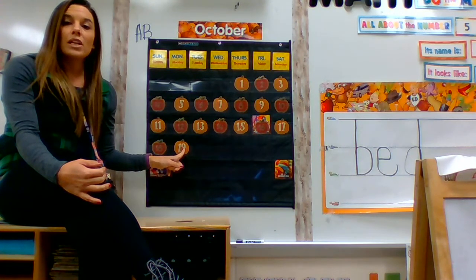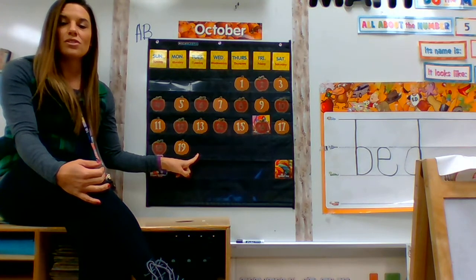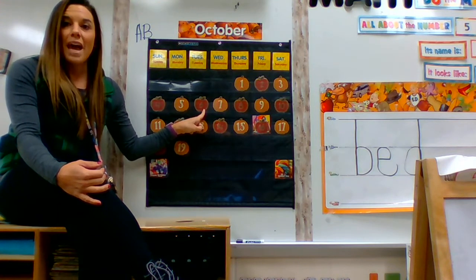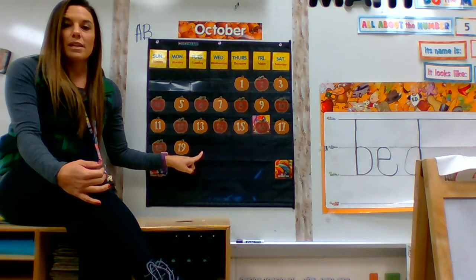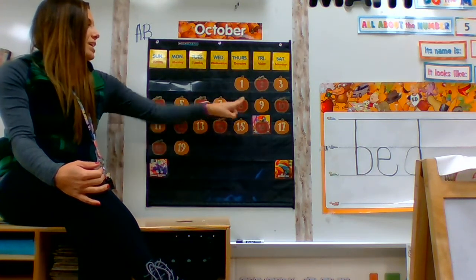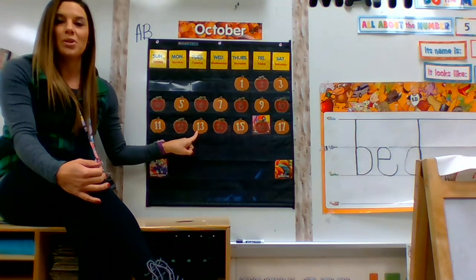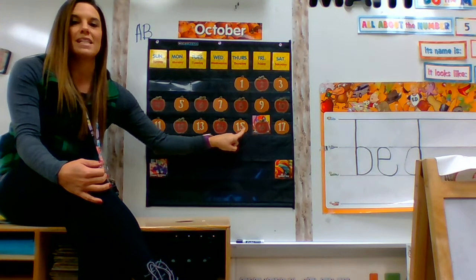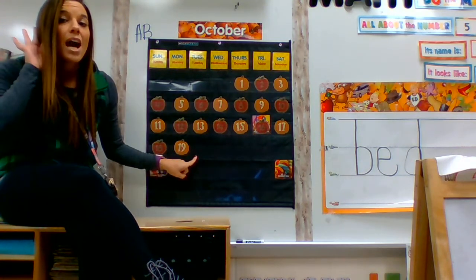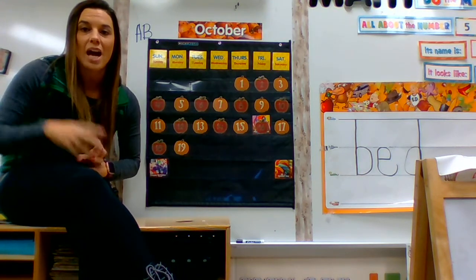And so we need to figure out what number is going to come next. So let's start at the number 6 and count on so we can figure out what number is going to come next. So I need to hear you counting with me. Are you ready? 6, 7, 8, 9, 10, 11, 12, 13, 14, 15, 16, 17, 18, 19, 20. Today is the 20th. Very good job.